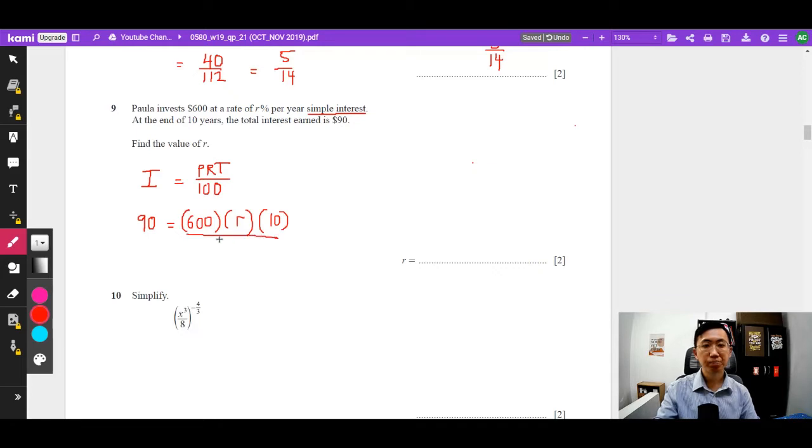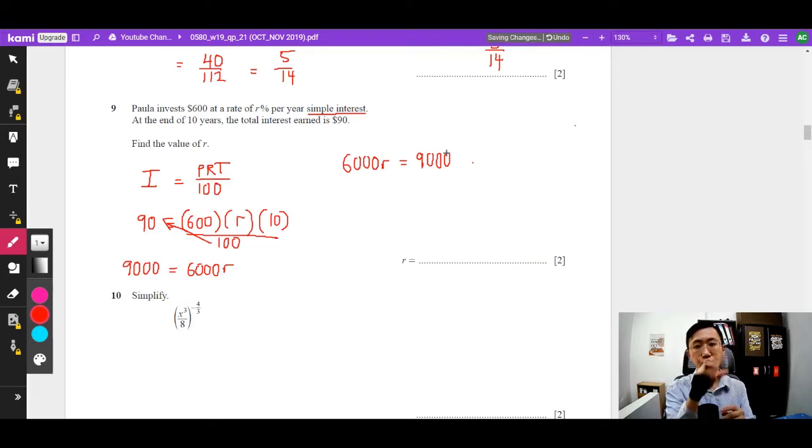That's the formula. Now you are going to use the calculator over here. I'm going to move the 100 to the other side. So you will get 90 and 2 more zeros, so 9,000 equals to, on top, 600 times 10, that will be 6,000 R. Okay, so we are going to rewrite again. Subject on the left hand side, 6,000 R is equals to 9,000. It's the same thing, right? Basically I just shift left to right, right to left.